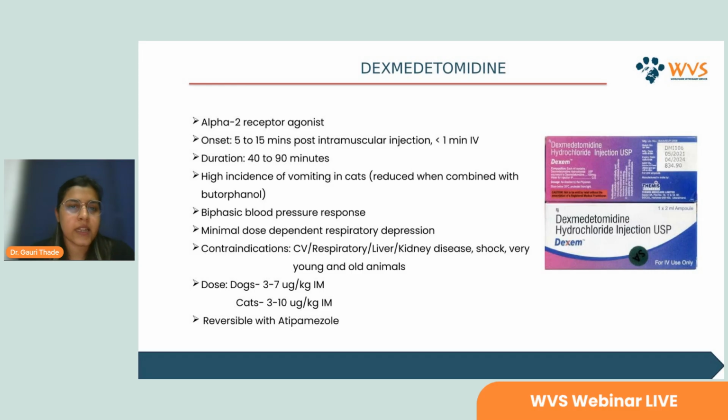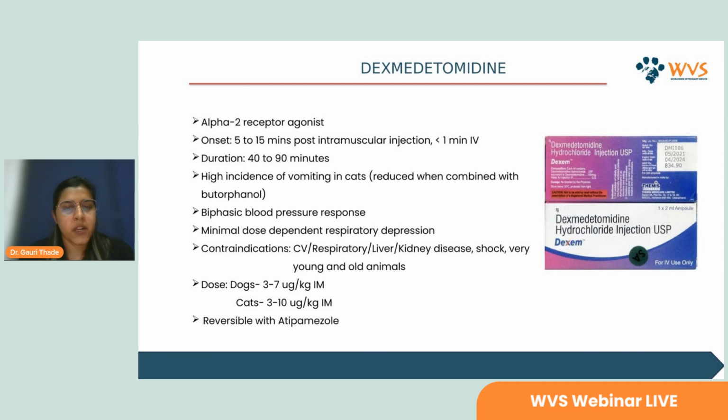Dexmedetomidine is an alpha 2 receptor agonist, which has an approximate 5 to 15-minute onset of action after IM injection. The duration is 40 to 90 minutes. In cats, there is a high incidence of vomiting. In fact, it is used as an emetic in cats, but when combined with butorphanol and at proper doses, it can be used as a sedative.